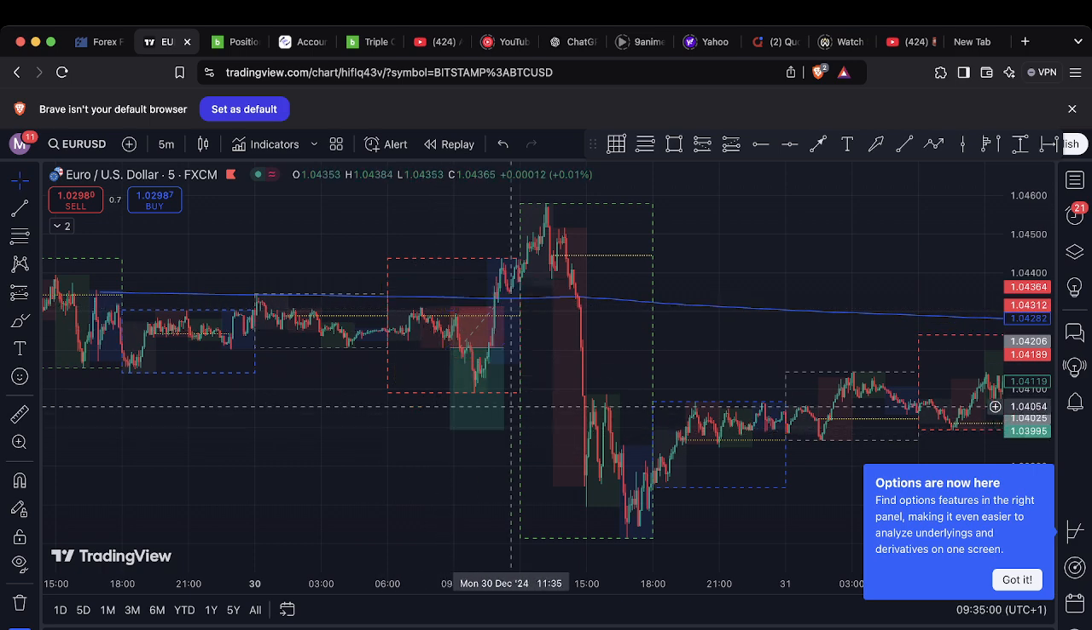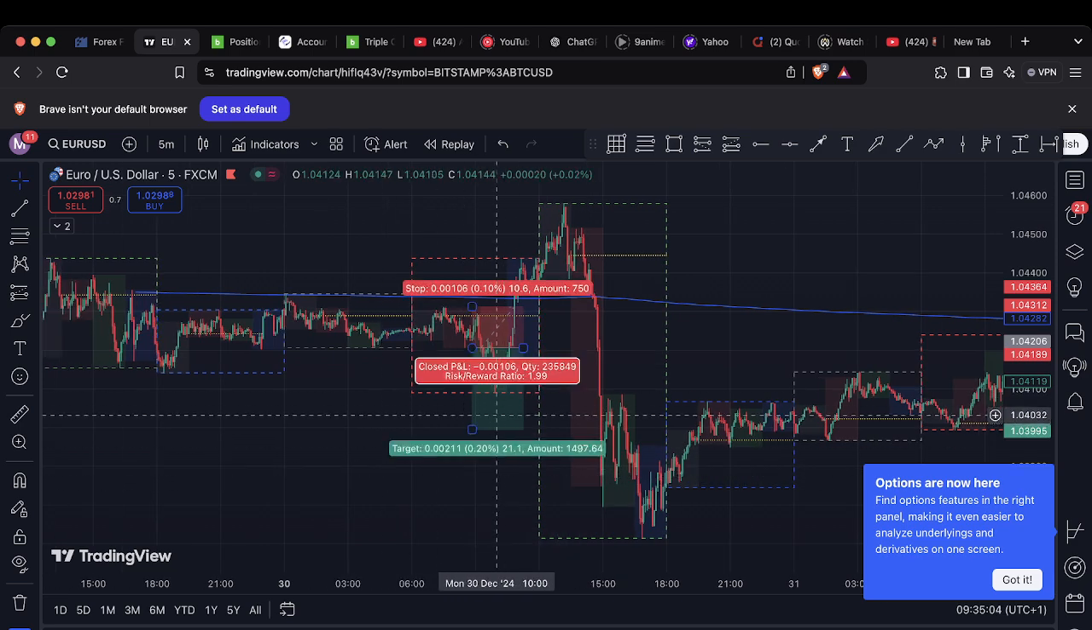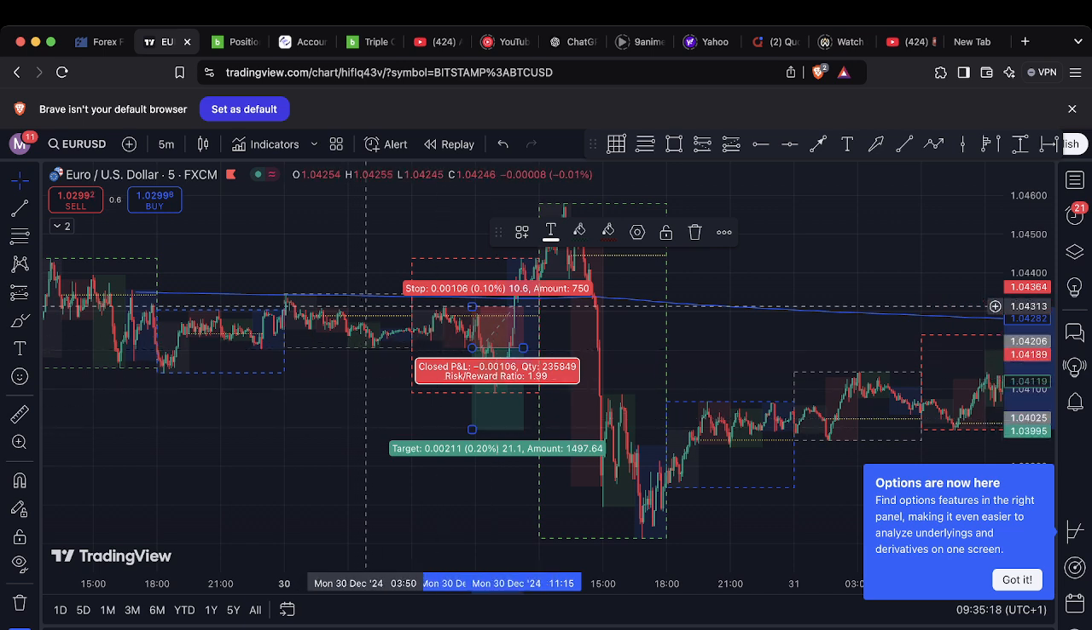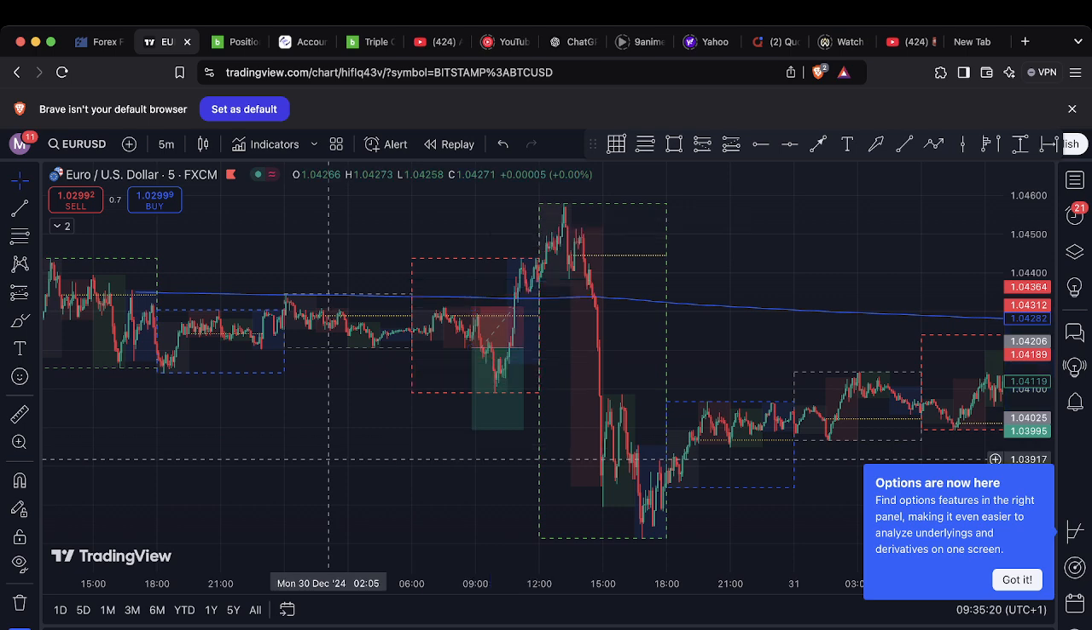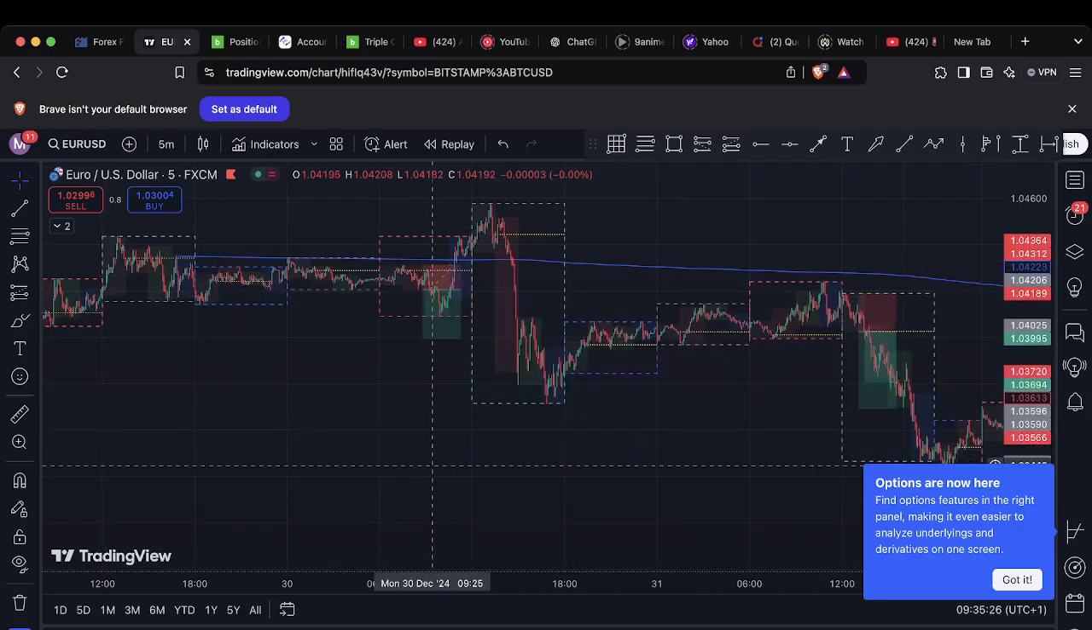For the guys that are new to trading, basically the drawing that you see here is just the position size drawing or the position drawing. The green area is our profit area, the red area is our stop loss area. Period. All right. So now we have a couple of losses and a couple of wins.